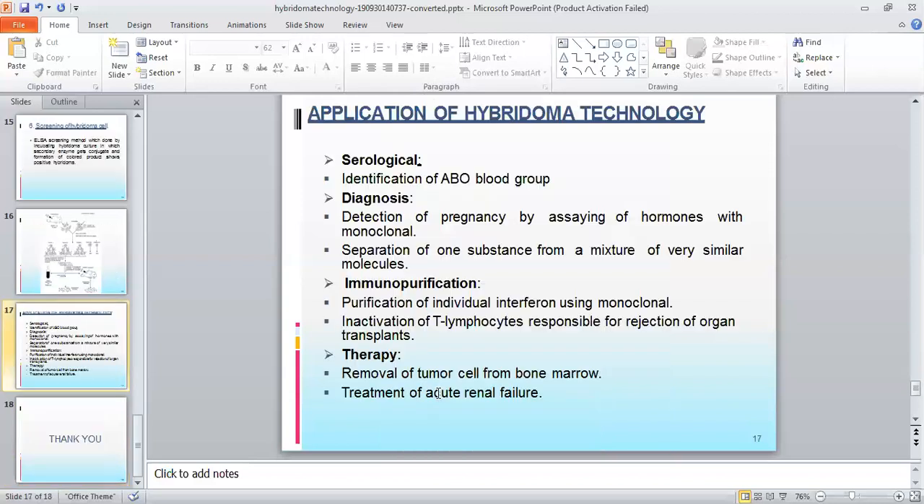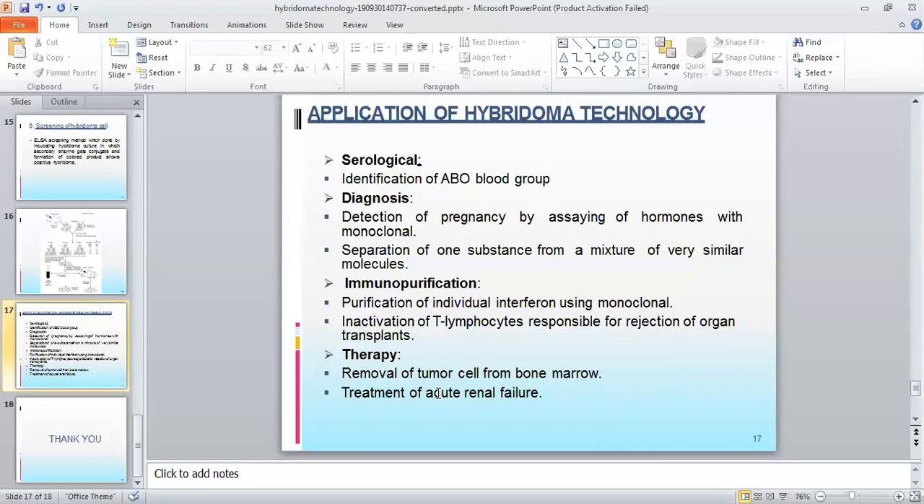Next is the application of the hybridoma technique. What are the applications? First is serological tests: monoclonal or hybridoma technique is used for the identification of blood groups A, B, O. Second is diagnostic purpose: monoclonal antibodies are used for the detection of pregnancy, for the detection of myeloma cells, etc.